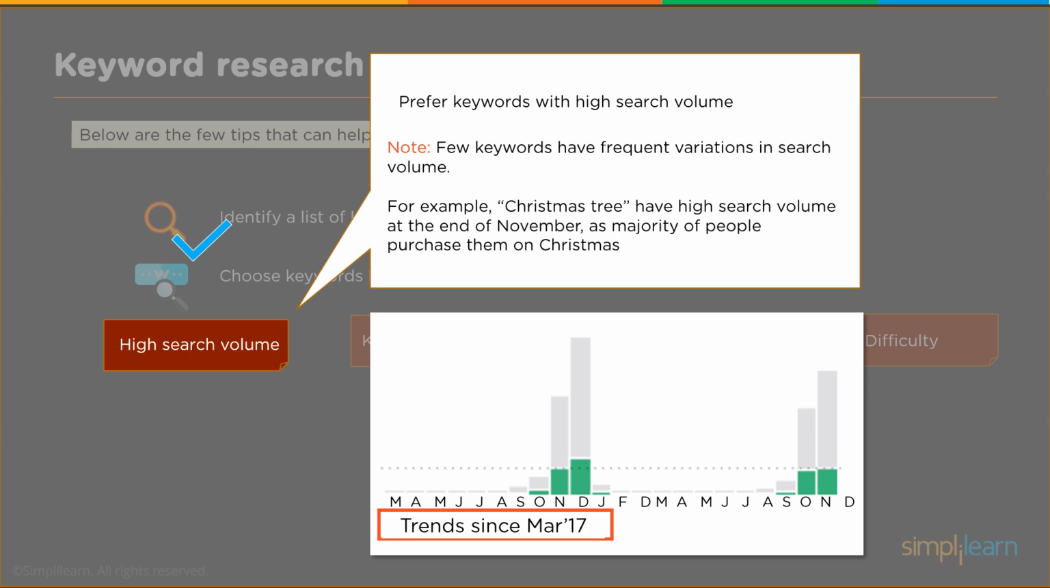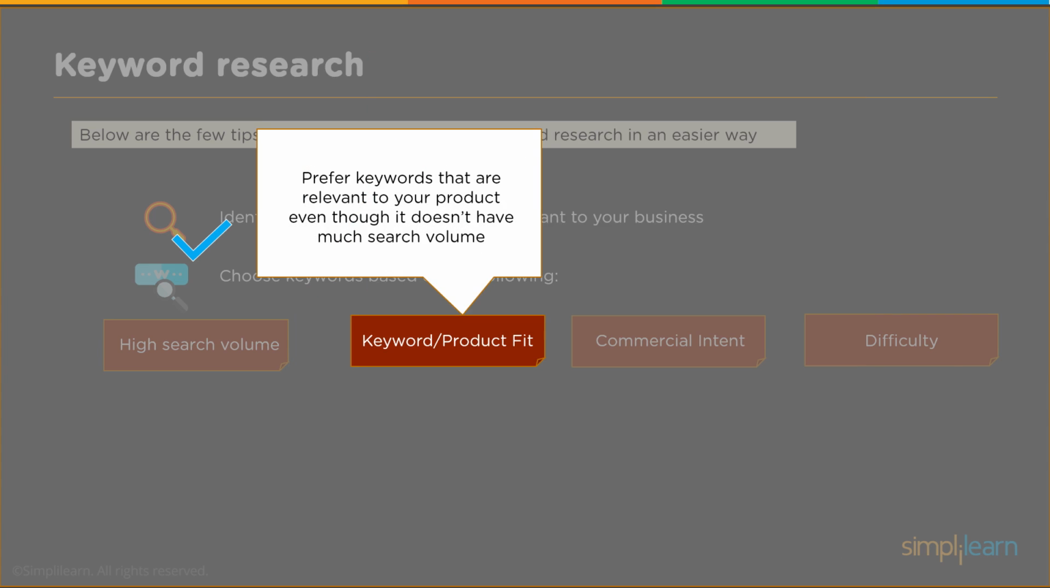Again, we want to prefer keywords with high volume. You want to be careful of seasonality. Remember seasonality. In this example, Christmas tree, you're only going to have a spike during the winter, the October, November, December months. So be careful of seasonality when choosing high volume keywords. And again, for keywords that are relevant to your product, even though it doesn't have much search volume, relevancy always trumps volume or any other metric.